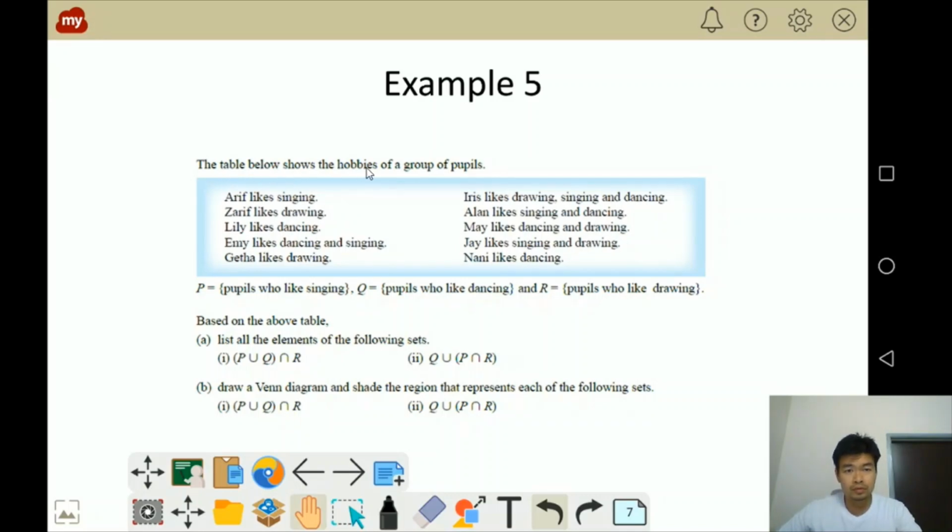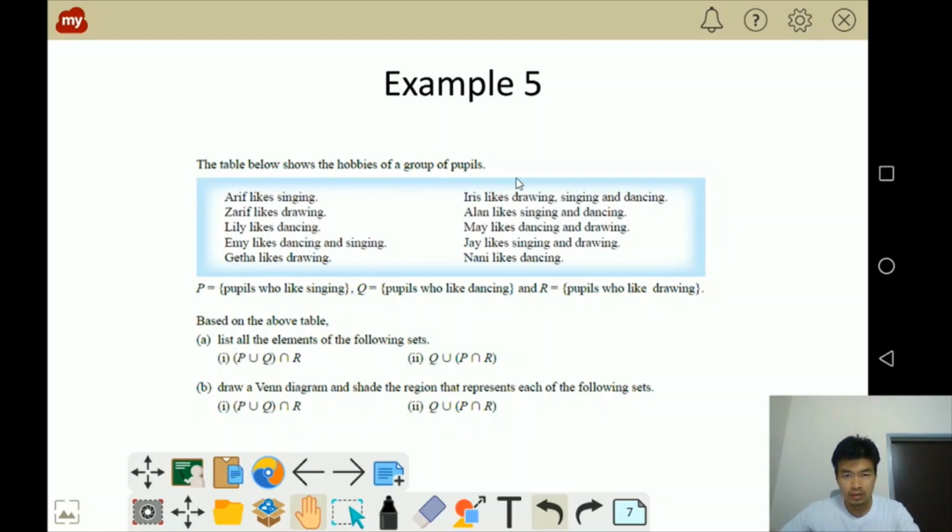Right, the table below shows the hobbies for a group of pupils. I'm not going to read everything for you. So we have Arif, Zarif, Lily, Amy, Geta, Iris, Ellen, May, J, Nani. There are how many students here? 10 pupils with hobbies of singing and drawing and dancing. Okay, 3 hobbies, right? So you are given set P for pupils who like singing, set Q for pupils who like dancing, and set R for pupils who like drawing. Based on the above table, list all the elements of the following sets. P union Q intersect with R.